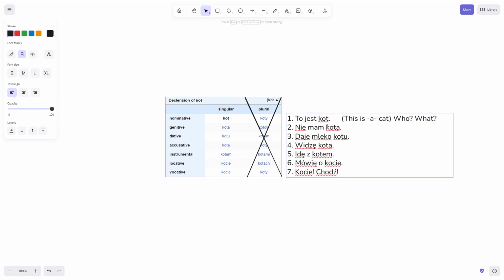The second one, genitive. Okay, nie mam kota. Nie mam kota. What does it translate to? I don't have a cat. So as I said before, no articles in Polish. I don't have cat.